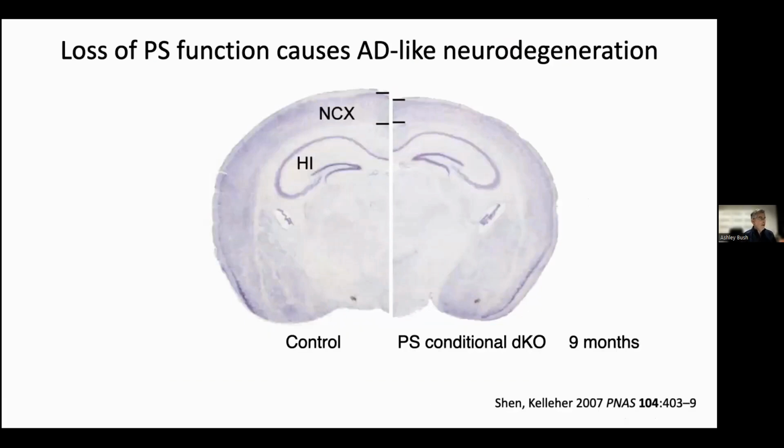It's already been hypothesized that the loss of presenilin function causes Alzheimer's-like neurodegeneration. And this is the work of Jia Shen and Ray Kelleher. They, for example, have studied presenilin conditional double knockout mice and found that there is an age-dependent atrophy of their brains. And we hypothesize that this atrophy is due to ferroptosis, and we're investigating that.